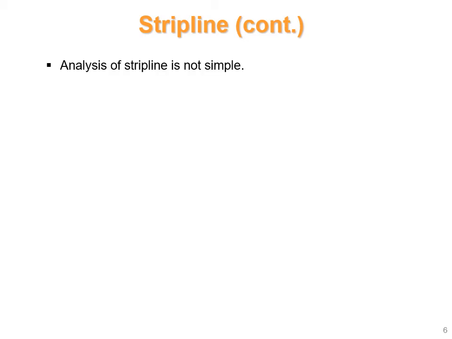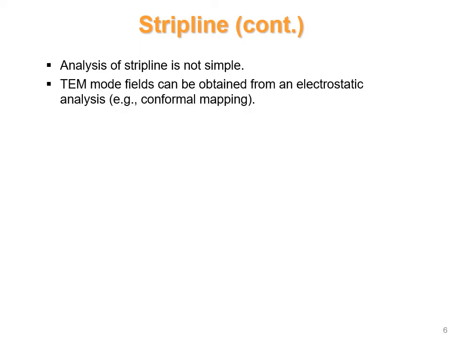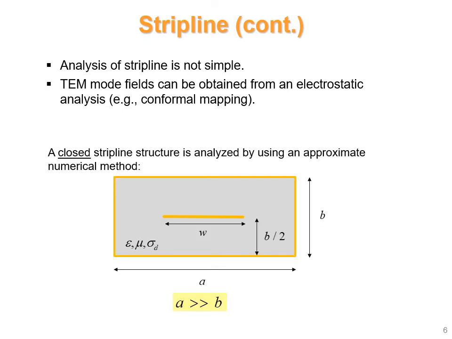When the mode of propagation is a TEM mode, the analysis of a strip line is not a simple one. TEM mode fields can be obtained from an electrostatic analysis, for example, conformal mapping. For this conformal mapping, we have to satisfy some design criteria for a strip line. That is, the height of the dielectric material below this conducting path is b by 2, and above the conducting path the height of the dielectric material is also b by 2.